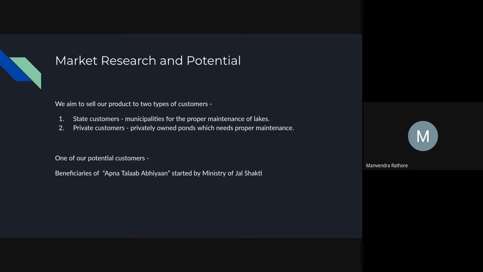After the proper testing and development, we are aiming to sell our product to two types of customers. First are the state customers. Here we are aiming to sell to the municipalities of India. Second are the private customers. Here we are aiming for privately owned ponds in India, which need proper maintenance. There is this Apna Talab Abhiyan, which is started by the Ministry of Jal Shakti, and it aims to increase the groundwater level and develop small-scale fishing hubs in India. So this is also a potential place where we could sell our product.